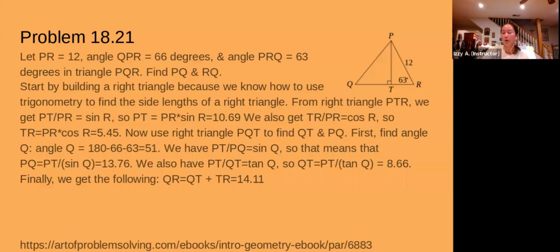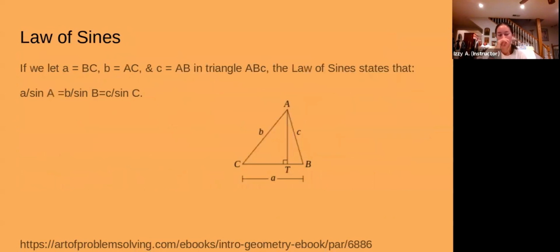All right, I'll go ahead and go to the next slide, which deals with law of sines. And as Alvin said, law of sines is a lot easier compared to law of cosines. So if we let A equal BC, B equal AC, and C equal AB in triangle ABC, C should be capitalized, the law of sines states that A over sine of A is equal to B over sine of B, which is equal to C over sine of C. So you can see they're just ratios, and it's pretty straightforward.